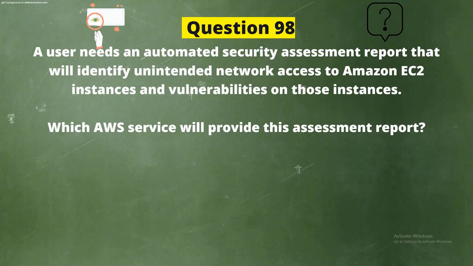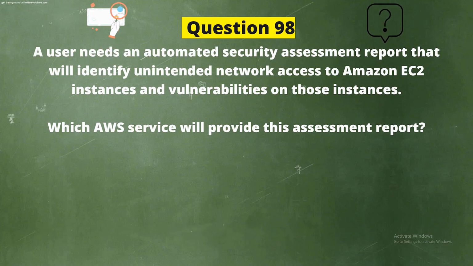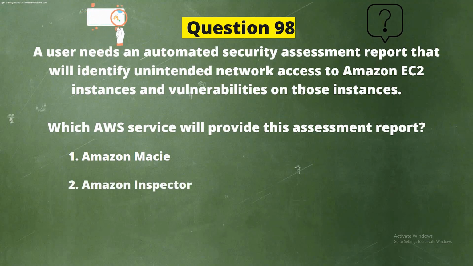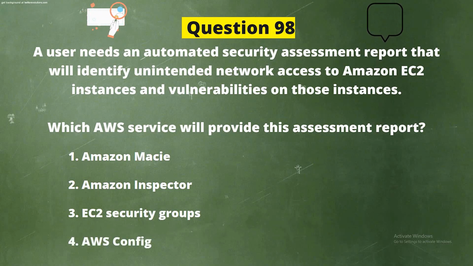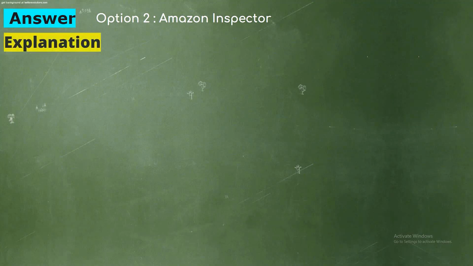Next question. A user needs an automated security assessment report that will identify unintended network access to Amazon EC2 instances and vulnerabilities on those instances. Which AWS service will provide this assessment report? And the options are: Option 1. Amazon Macie. Option 2. Amazon Inspector. Option 3. EC2 Security Groups. Option 4. AWS Config. And the correct answer is Option 2. Amazon Inspector. Explanation.